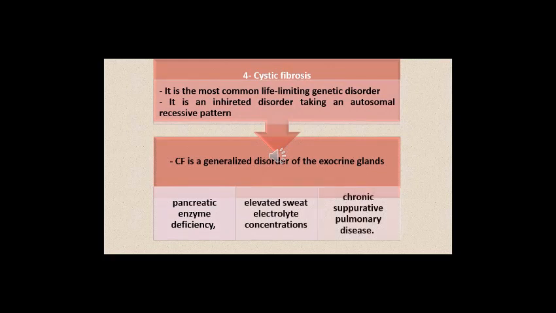رقم 4 في respiratory disorders cystic fibrosis. It is the most common life-limiting genetic disorder. It is an inherited disorder taking an autosomal recessive pattern. Cystic fibrosis is a generalized disorder of the exocrine glands: pancreatic enzyme deficiency, elevated sweat electrolyte concentrations, and chronic suppurative pulmonary disease.